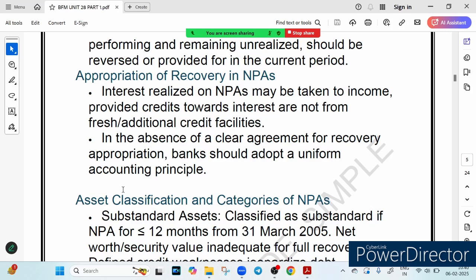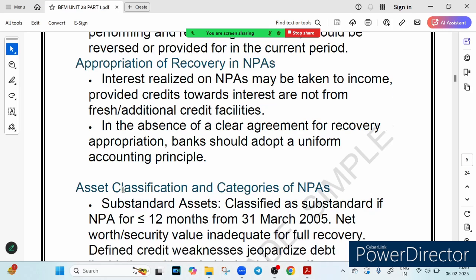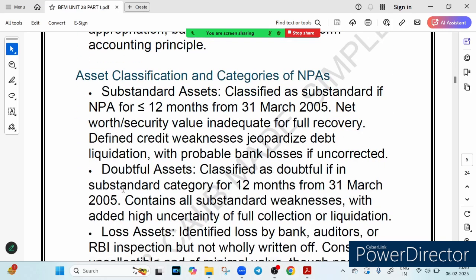Now what do you think will happen to a loan when it remains unpaid for an even longer period? In the upcoming slide we will uncover NPA classification, provisioning norms, and how banks tackle long-term defaulters. So let's talk about it now. Asset classification and categorization of NPA. This is the next topic.